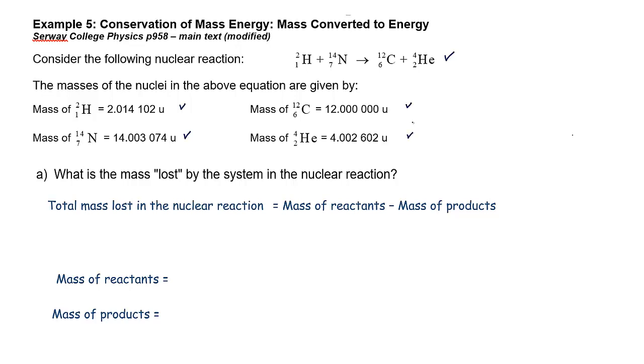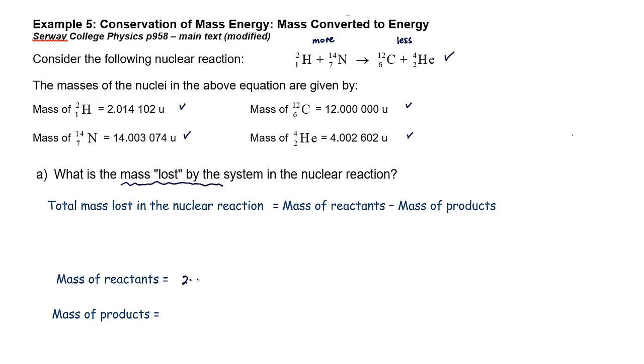The first part of the question asks you to find the mass loss by the system in the nuclear reaction. Since it is mass loss, the mass of the products must be less than the mass of the reactants. To find the mass loss, we simply take the mass of the reactants and subtract from it the mass of the products. From the values here, to find the mass of the reactants, we simply need to add them together.